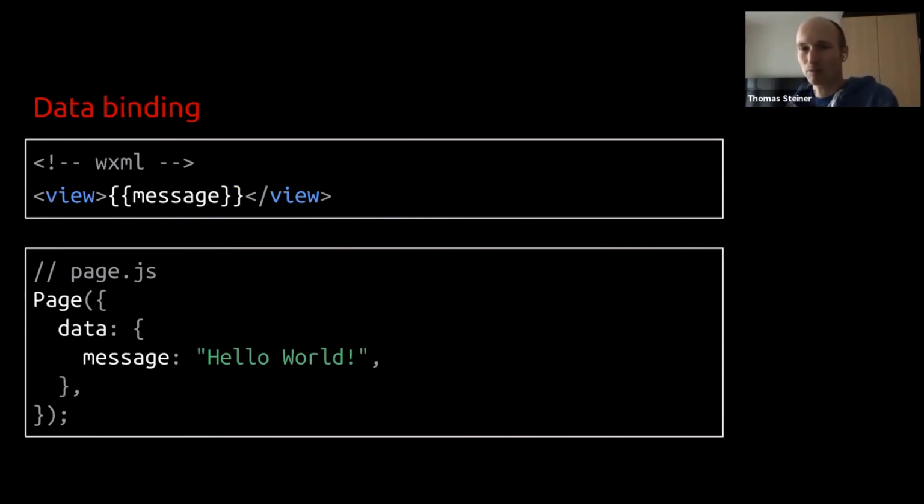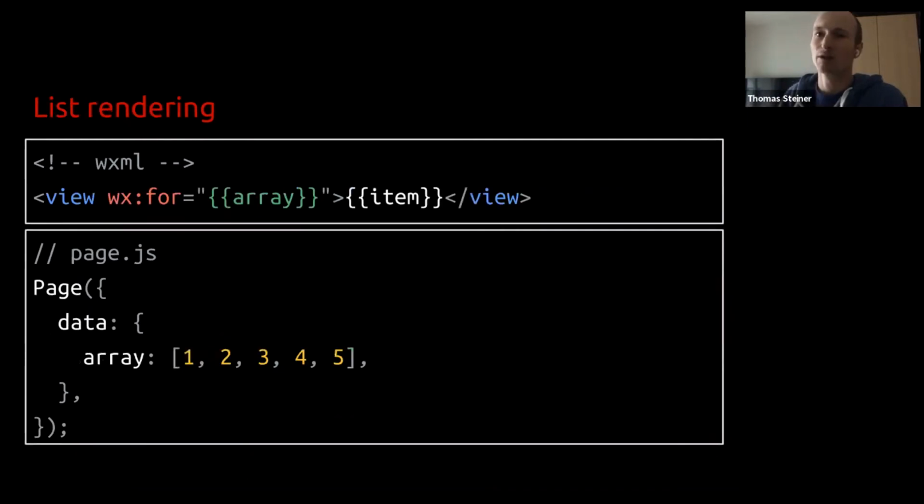For data binding, you have a WXML view, then the curly braces double notation message, and then in the JavaScript, you have a page that has a data object that has a message property with a value of hello world. So if this gets rendered, the message is replaced with hello world. So pretty intuitive, pretty straightforward. You have probably seen this before in similar ways with Mustache templates or anything. And as I said, with Vue's text directives, it's almost the same.